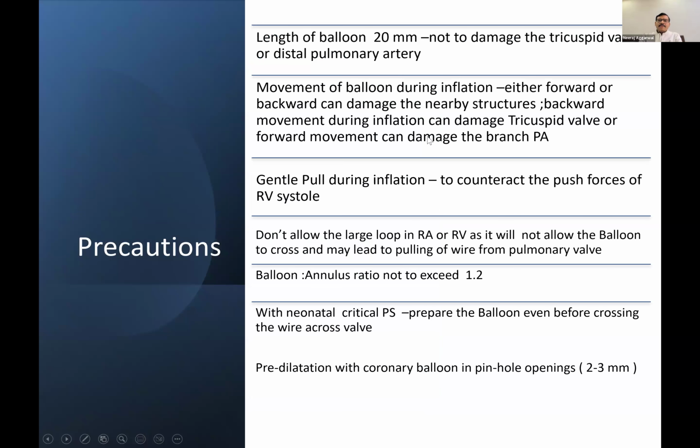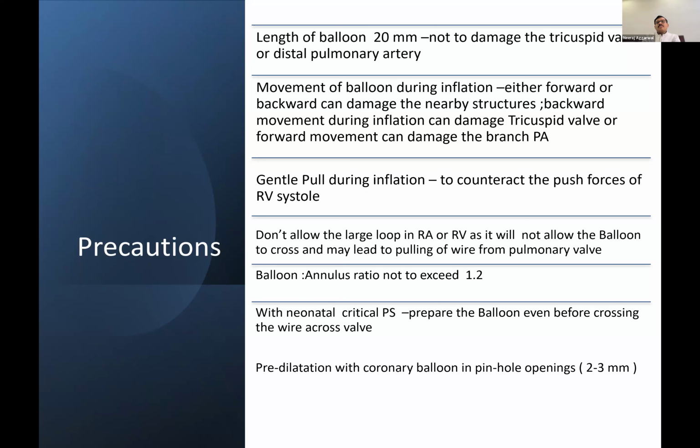A few points about the precautions. Avoid damaging the tricuspid valve or the distal artery. Use only a smaller balloon length. For newborns, 20 mm is enough; 30 mm for the middle age group, like 5 to 7 years; and beyond 7 you can use 4 centimeters. Avoid a longer balloon, because either it will come to the tricuspid valve or to the distal pulmonary artery. So avoid damage to the nearby structures by keeping the balloon length to 20 millimeters.